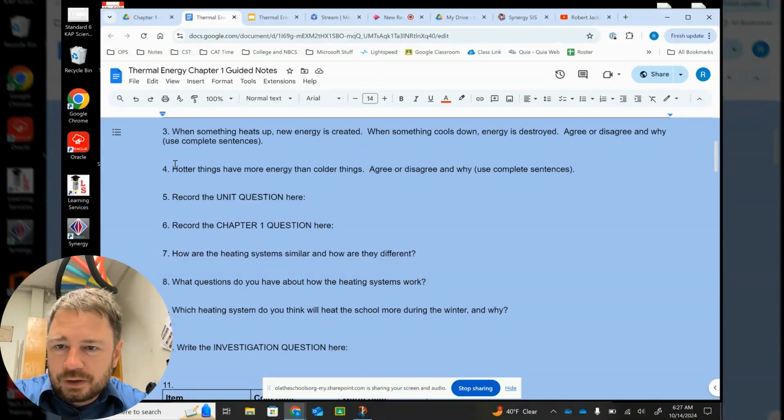Okay, the last of the anticipation guide questions. Number 4. Hotter things have more energy than colder things. Do you agree or disagree, and why? Use complete sentences.